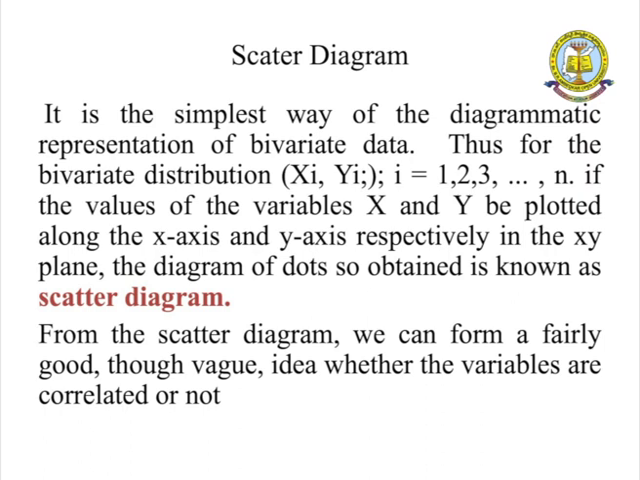Thus, for the bivariate distribution (xi, yi), i takes the values 1 to n. If the values of the variable x and y are plotted along the x axis and y axis respectively in the xy plane, the diagram of dots so obtained is known as a scatter diagram. So, if I take the x variable values and y variable values and plot them on the xy plane, then we will get one diagram. That diagram is known as a scatter diagram.